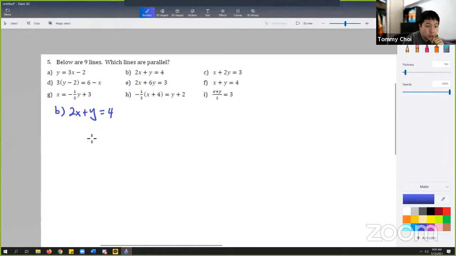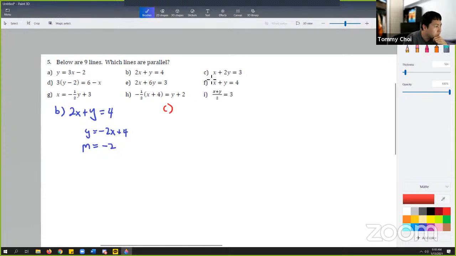Okay. We need to rearrange this for y equals mx plus b. So we're going to move the 2x to the other side. I'm going to get y is equal to negative 2x plus 4. And there's my equation. And I can get the slope here, where the slope is negative 2. The slope is negative 2. We can then continue to the next equation. So C, we'll keep using different colors.